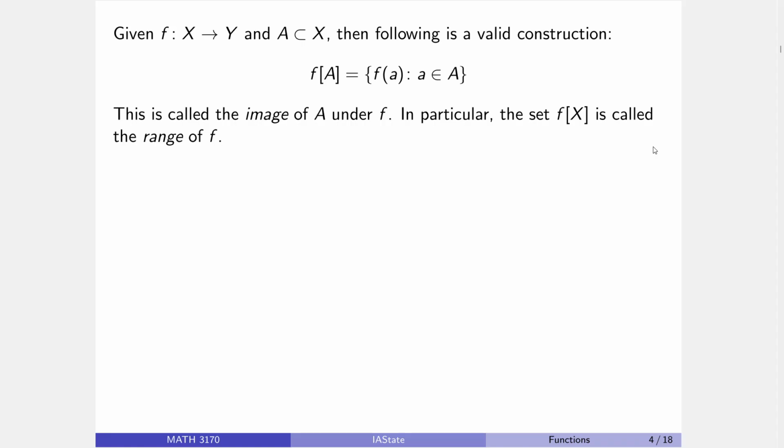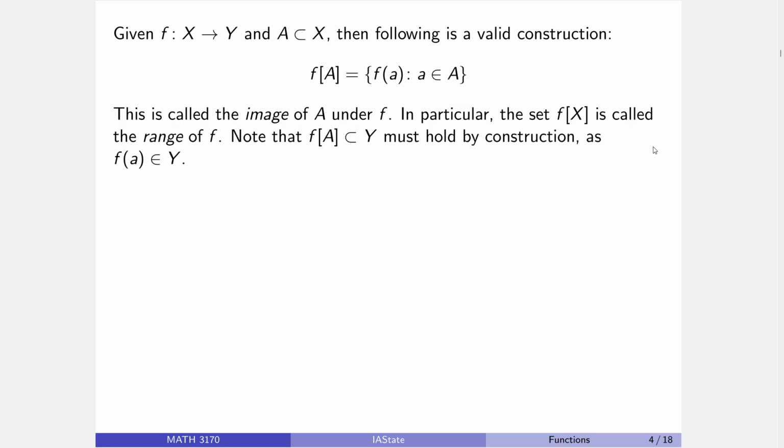All right, so let's talk about some things we can do with functions. In particular, we can take subsets and look at the collection of all outputs with inputs coming from those subsets. This is called the image of the set under our function. And in particular, the collection of all possible outputs is called the range. So note, codomain and range might be different things depending on how you're looking at your function.